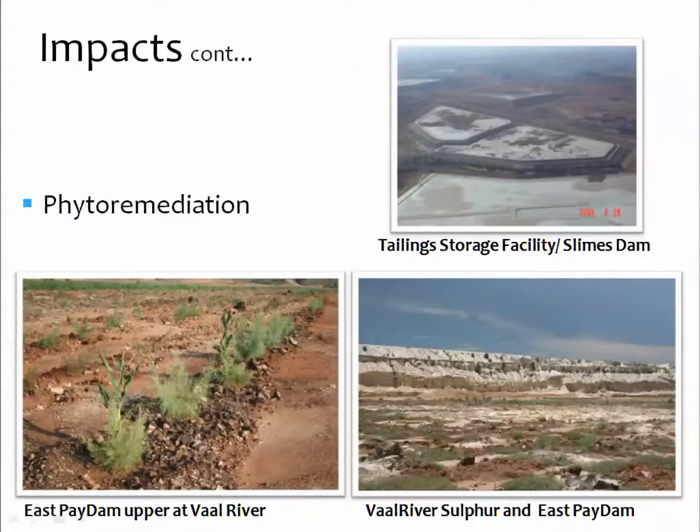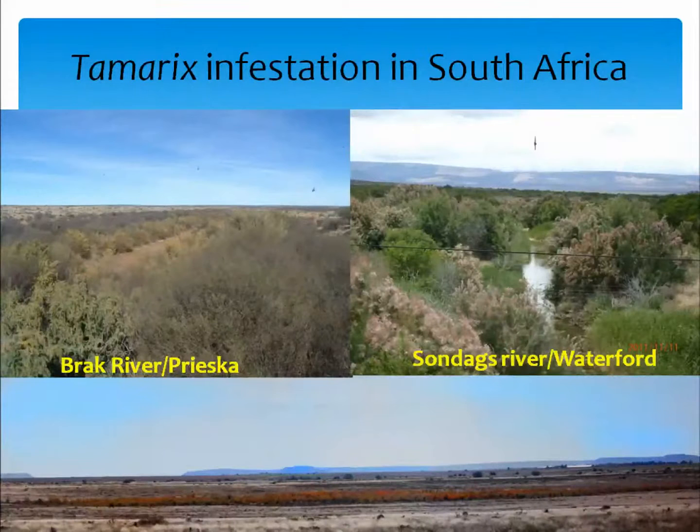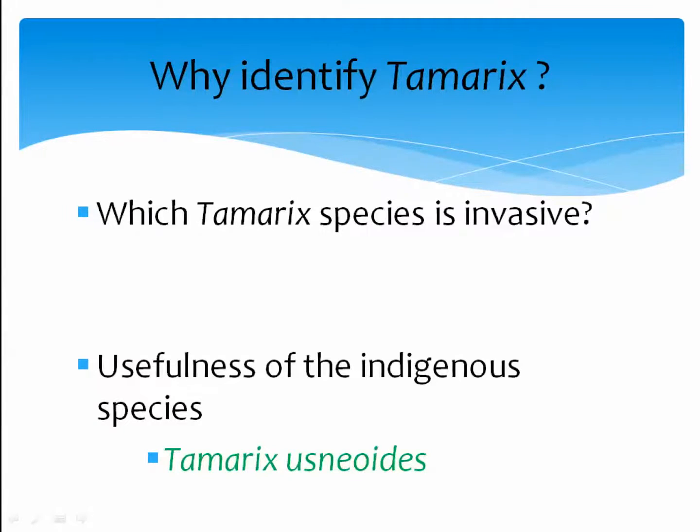More importantly, the indigenous species is being used in the mines for phytoremediation, whereby it takes up the salt from mine dumps and excretes it as gypsum. The pink flowering tamarisk has escaped its point of introduction, and it has been invading our riparian zones and also our water channels.